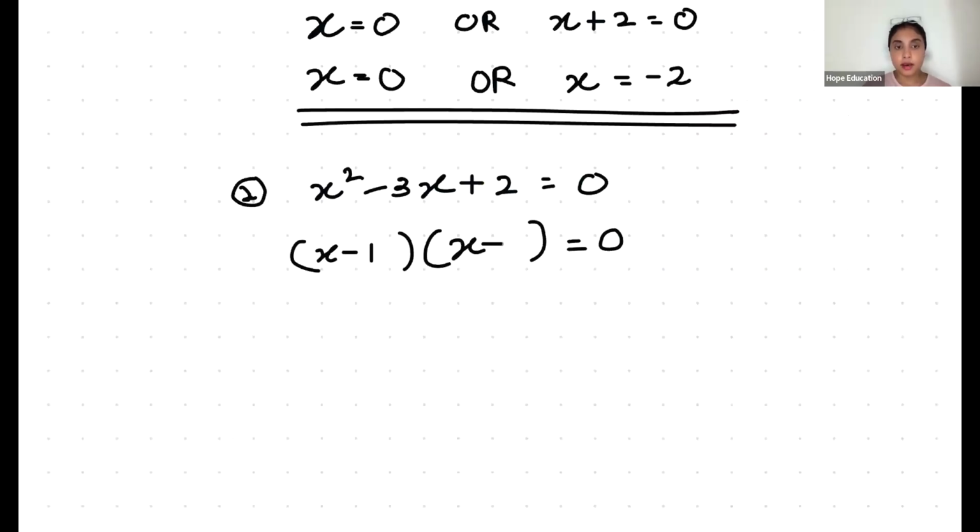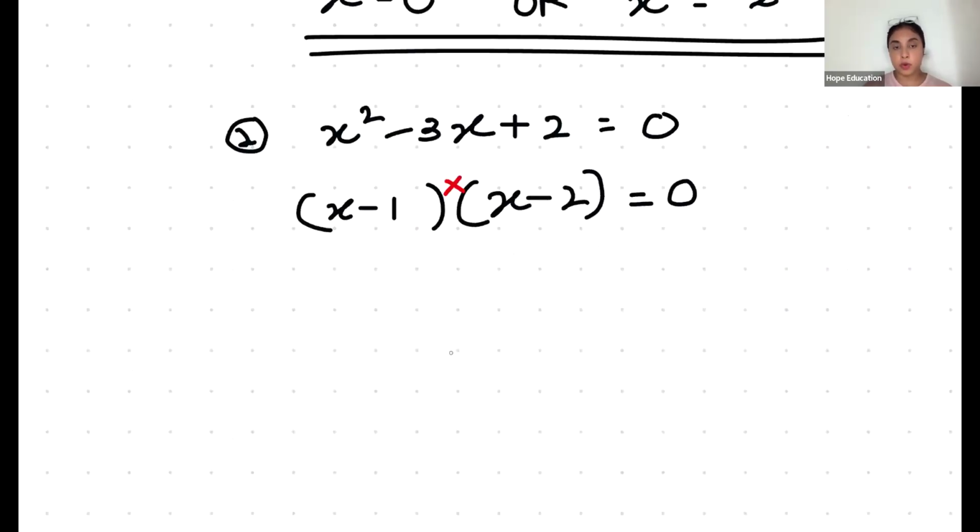On the right side, there is 0. So here, these two brackets, there's a multiplication. Now, two things are being multiplied and the answer is 0. That means either this is 0 or this is 0. One of these two has to be 0 for the final answer to be 0, just like previously. We don't know which one is 0. So x minus 1 can be 0, or x minus 2 can be 0.